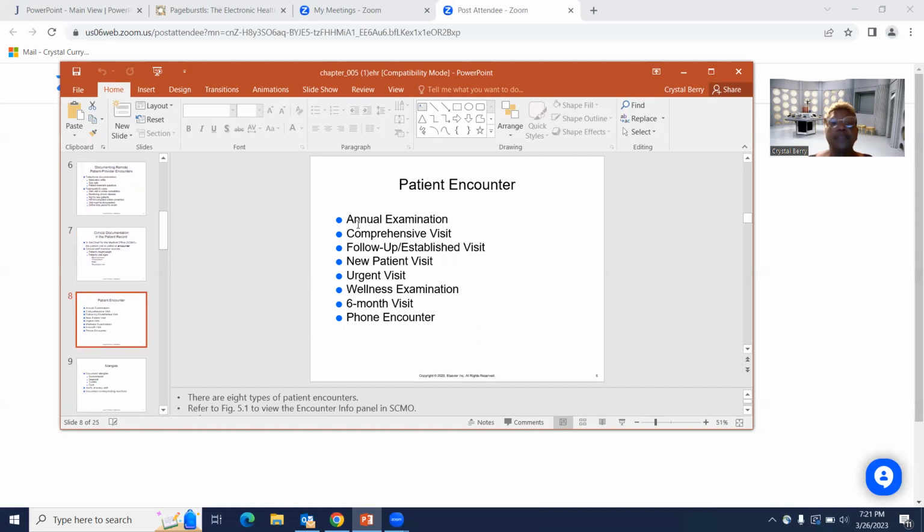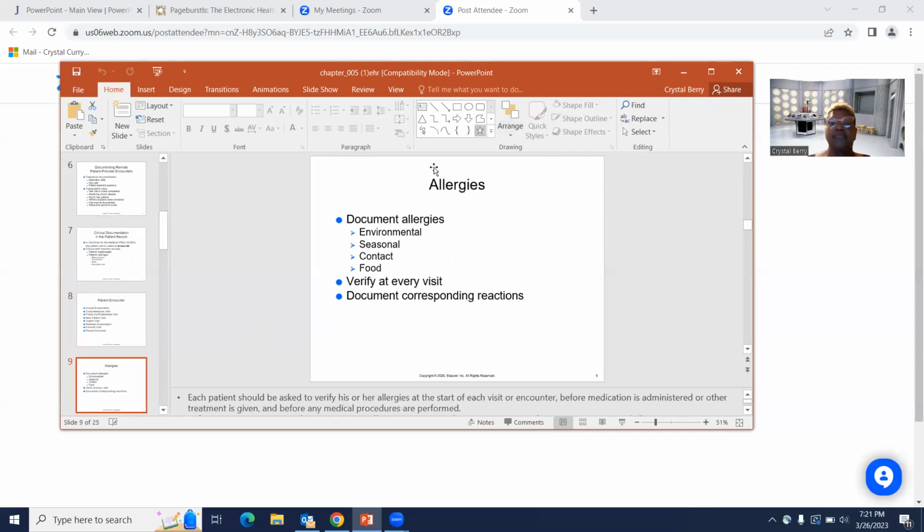Patient encounters: annual examination, comprehensive visit, follow-up established visit, new patient visit, urgent visit, wellness examination, 6-month visit, phone encounter. Allergies: you document the allergies in the encounter: environmental, seasonal, contact, food. Verify every visit. Document corresponding reactions.